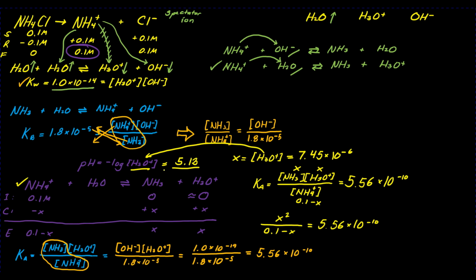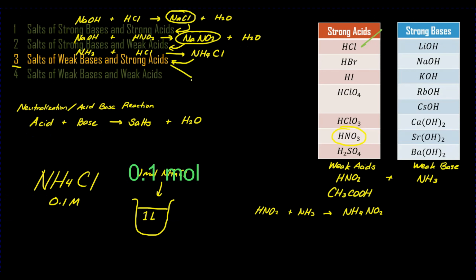So for a salt of weak base and strong acid, this is acidic. You can actually do the same computation for other salts of weak bases and strong acids. What we're dealing with here, with salts of weak bases and strong acids, is that the conjugate acid of the weak base is the one that affects the pH. And since this one produces hydronium, it results in a lower pH or an acidic solution.